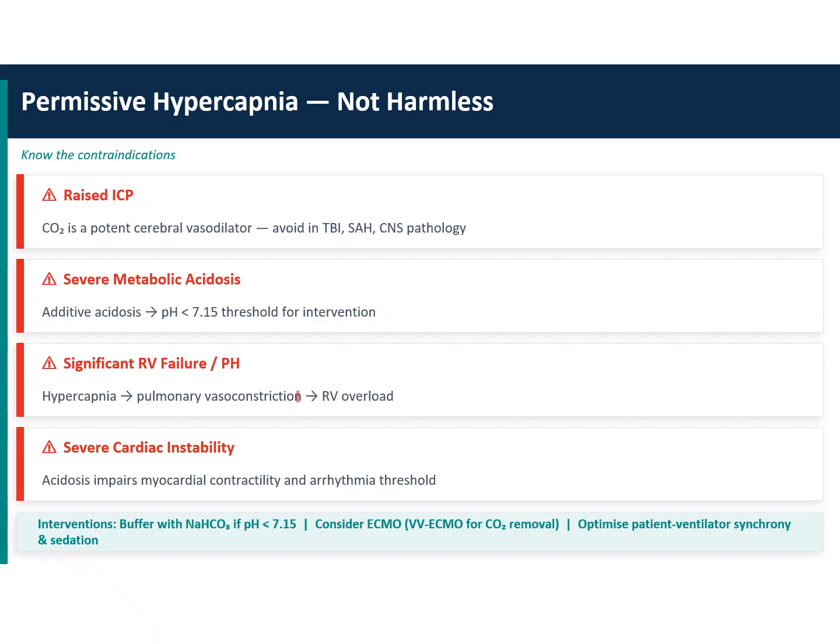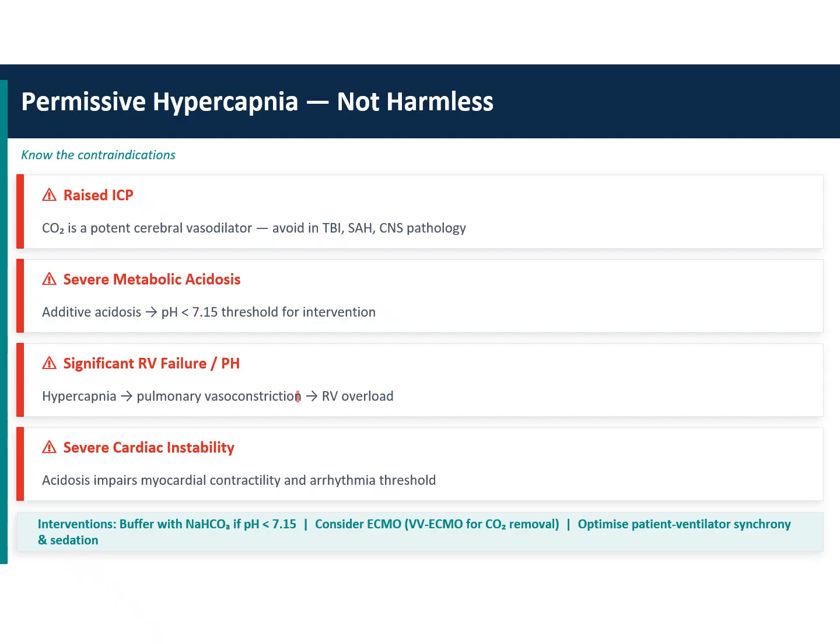But for some reason your right ventricle is already stressed out, and the retention of CO2 will further worsen the RV pressures, and shock will lead to more acidosis. So it's a vicious cycle. So permissive hypercapnia, you can discuss about permissive hypercapnia with all the rules applied.